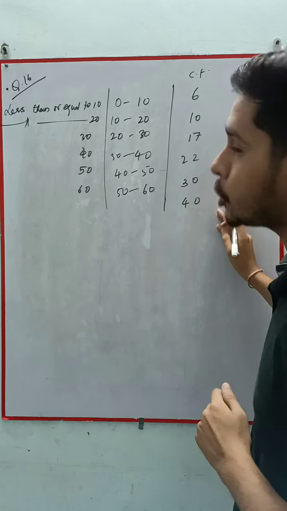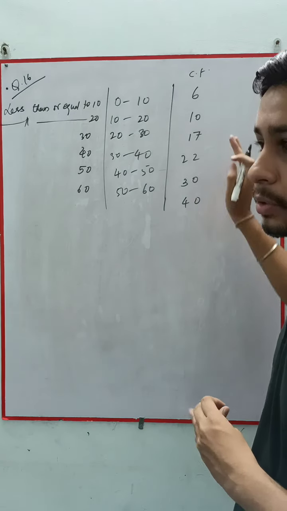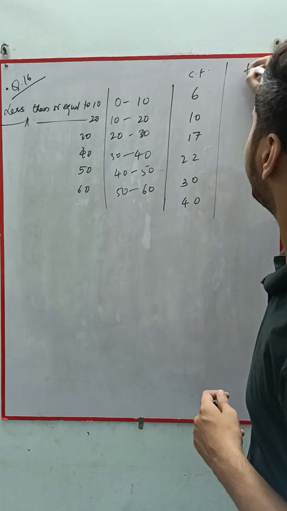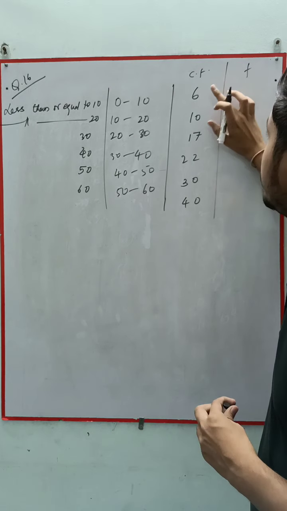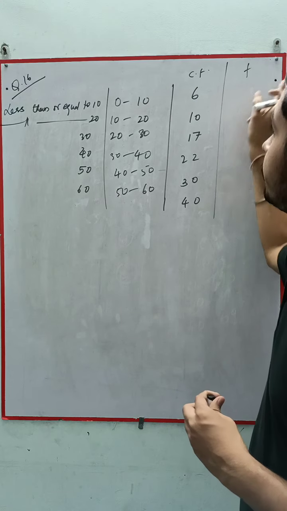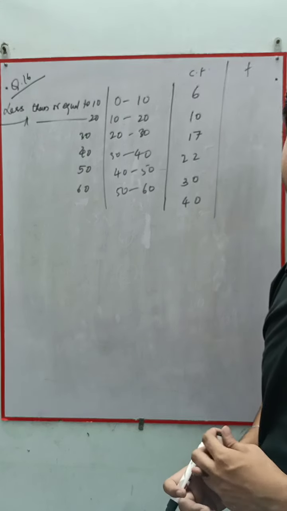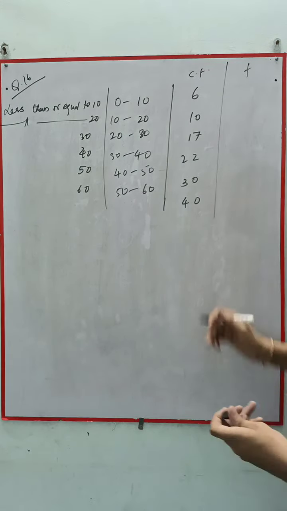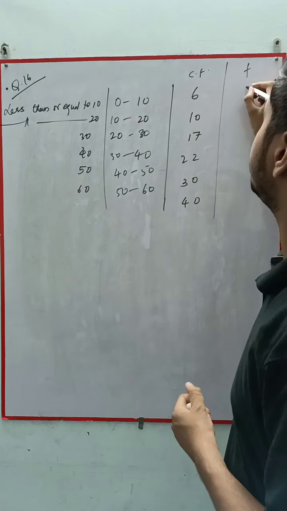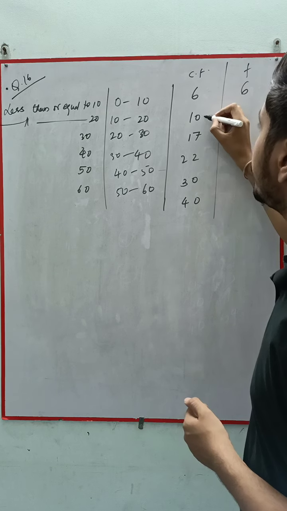Then this is already the cumulative frequency. We need to convert this into the frequency. We have always seen that we find cumulative frequency from frequency. Now we need to find frequency from cumulative frequency. What you have to keep in mind is that the first one will be as it is. Now you need to subtract.